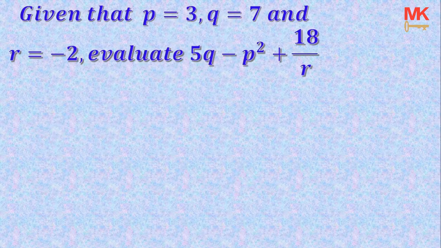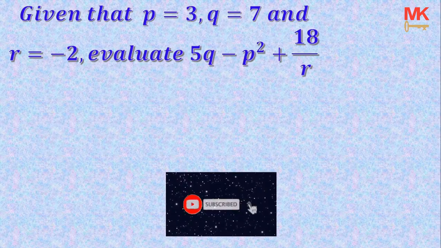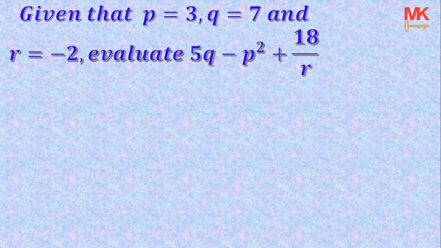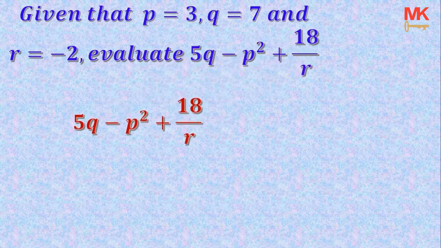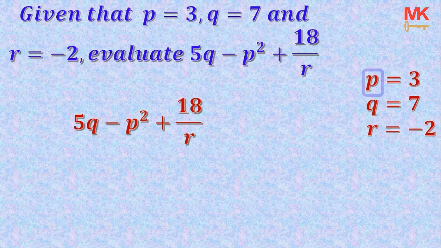One more example. Given that p is equal to 3, q equals 7, and r equals -2, evaluate the expression 5q take away p² plus 18 divided by r. Okay, we are just going to evaluate this expression when p is 3, q is 7, and r equals -2. Again, wherever we see p in the expression, we replace with 3. Wherever we see q in the expression, we replace with 7. And wherever we see r in the expression, we replace with -2.